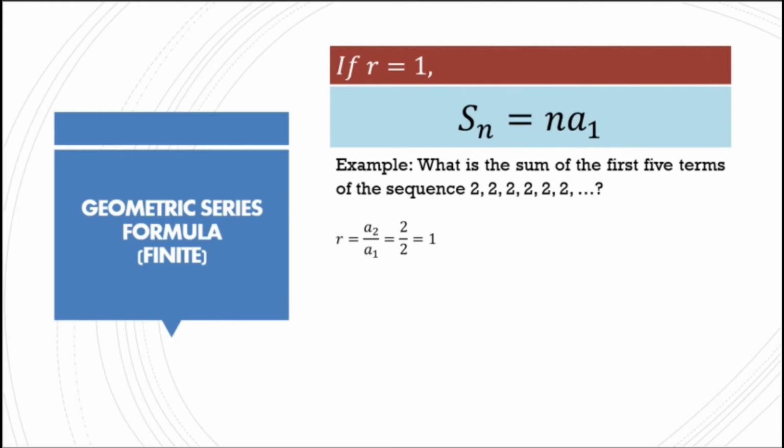As we confirm that r is 1, we are now free to use the formula S sub n equals n times a sub 1. Substituting the given on the formula, we now have S sub 5, as we are looking for the sum of the first 5 terms, equals 5, the value of n, times 2, which is the value of a sub 1. 5 times 2 is equal to 10. Therefore, the sum of the first 5 terms of the sequence 2, 2, 2, 2, 2, 2, and so on and so forth is 10.